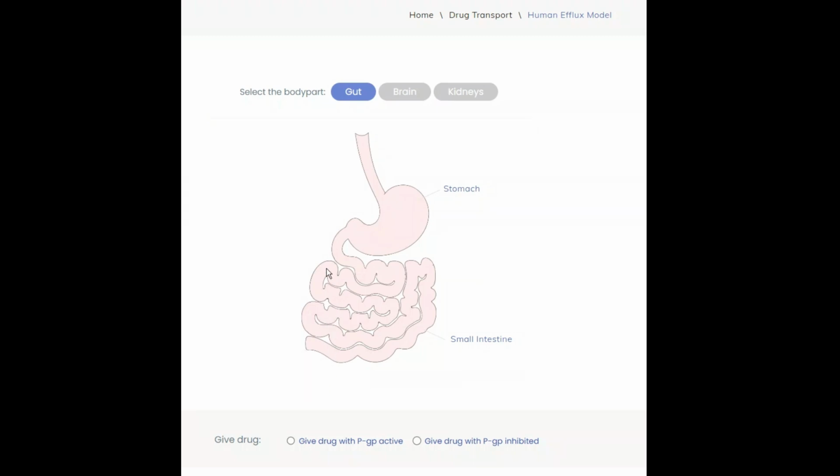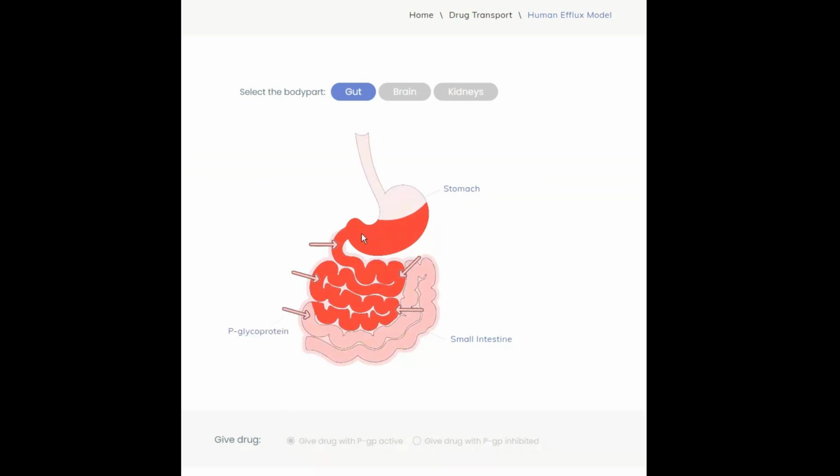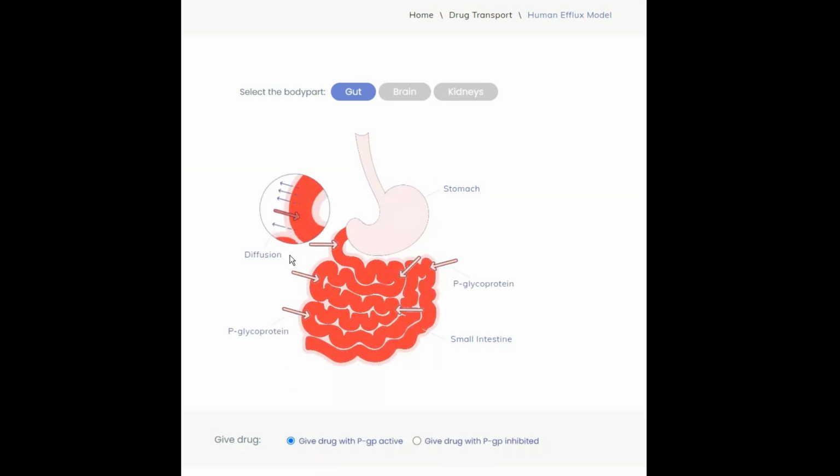So the first example here we have is the GI tract, and the GI tract is the site of absorption of many drugs and chemicals. So if we keep the P-glycoprotein active, which is a normal physiological situation, whatever has been absorbed from chemicals, when they tend to diffuse outside the epithelial membrane of the wall of the GI tract for absorption into the blood, the P-glycoprotein will force them to return back to the lumen.